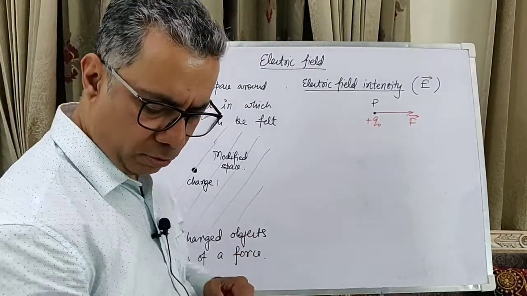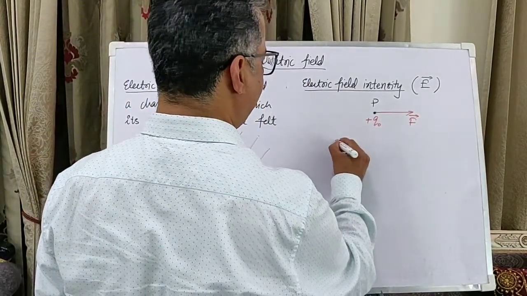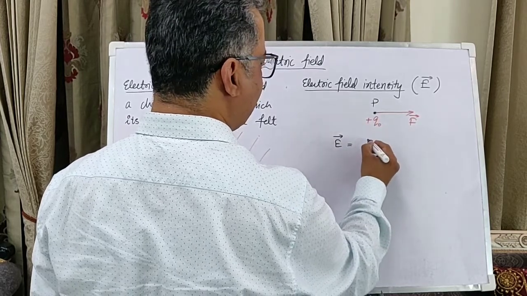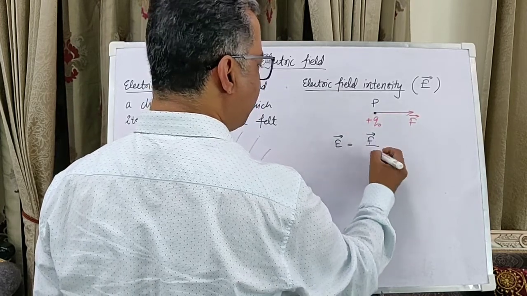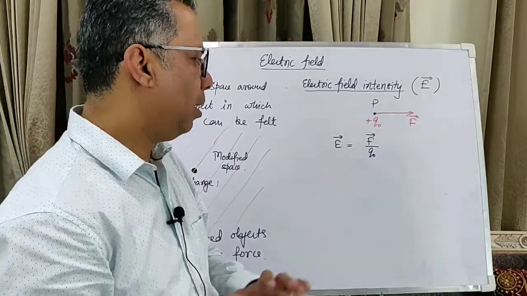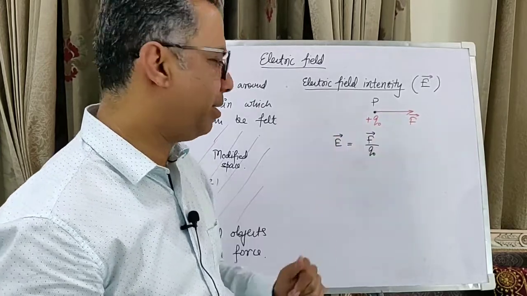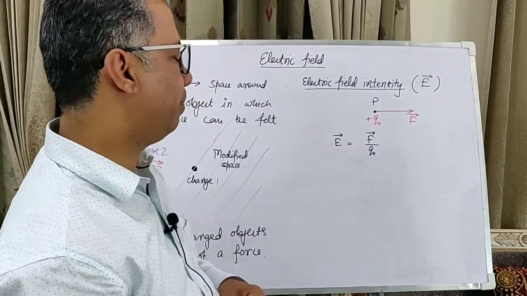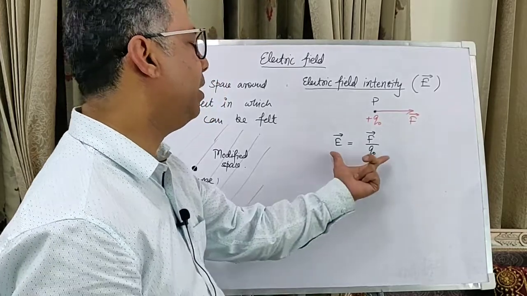Now what we might do is define the electric field E at this location as the force acting on the test charge per unit test charge. However, even though this is kind of okay, it is not a very accurate way of describing electric field intensity.